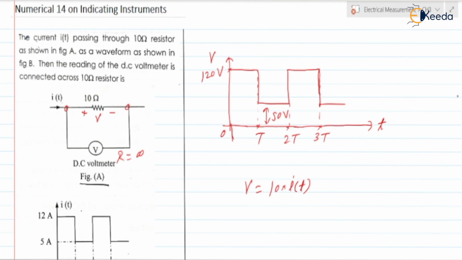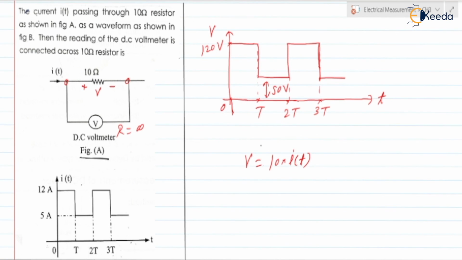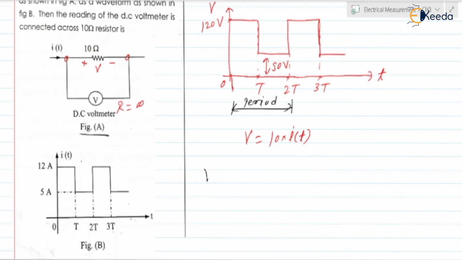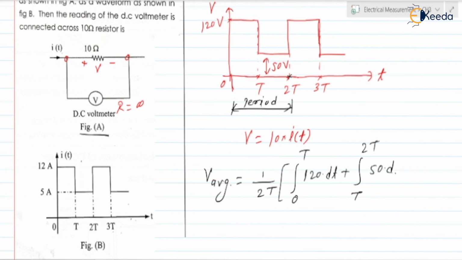If you check this waveform, it is a periodic waveform having a period of 2t. Whatever the waveform from 0 to 2t, the same is repeating from 2t to 4t, and so on. Now, can we find the average of v? Yes, v average is equal to 1 by the periodic time 2t, times the integration from 0 to t of 120 dt, plus the integration from t to 2t of 50 dt, right?